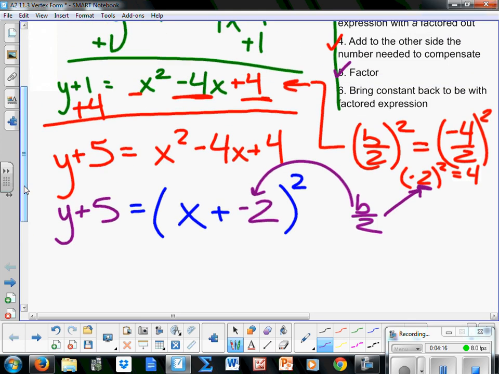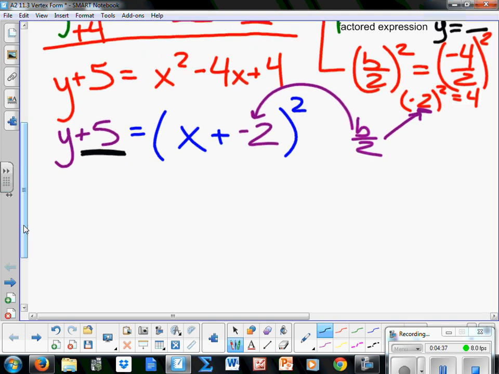Now for number 6, bring the constant back to be with the factored expression. Bring it back to the other side. The constant that we moved over before was a 1, but this is the constant that we've now simplified that's on the side with the y. We want it to be y equals something factored plus or minus a constant. That's what we want it to look like. So in order to do that, we're going to subtract 5 on both sides.